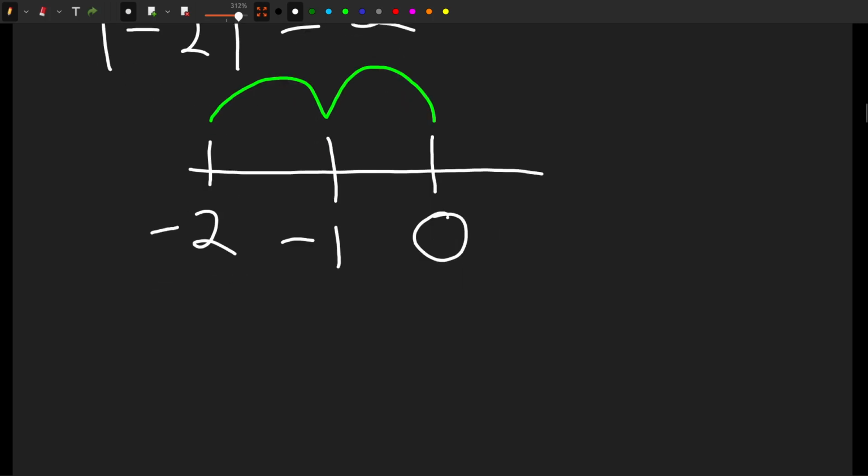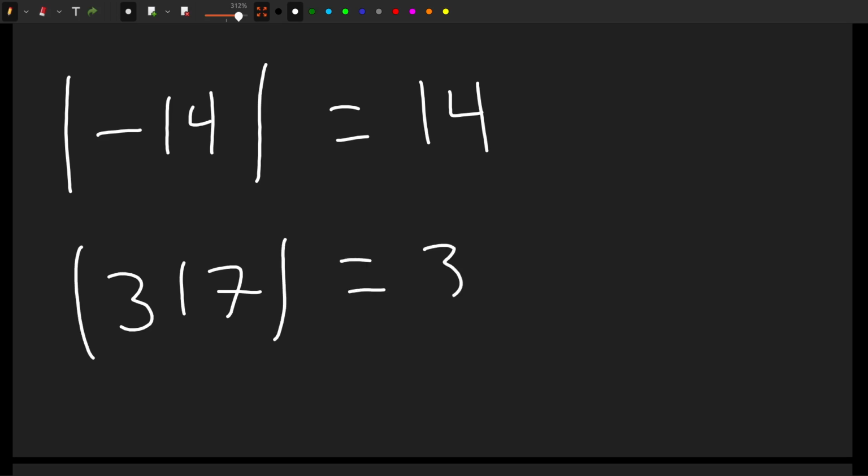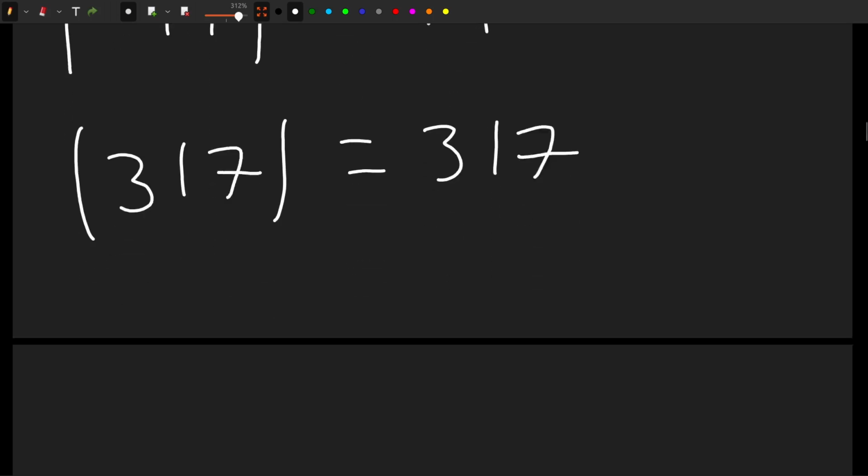For some of the more advanced people here, and if you're starting to catch on, we can say that the absolute value of, let's say, -14 is simply 14. The absolute value of 317 is simply 317. Now, this isn't too common, but you can see this: we can also do the absolute value of non-whole numbers. So for example, fractions, decimals, or really any real number.